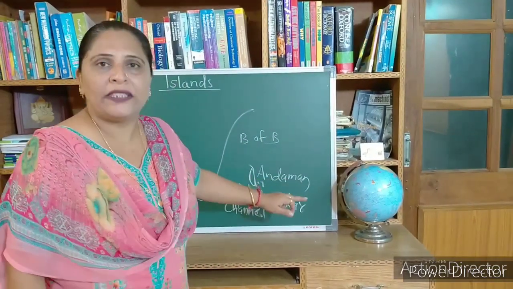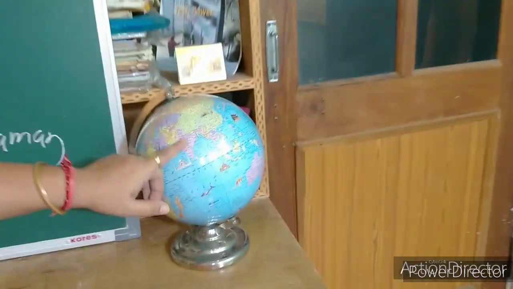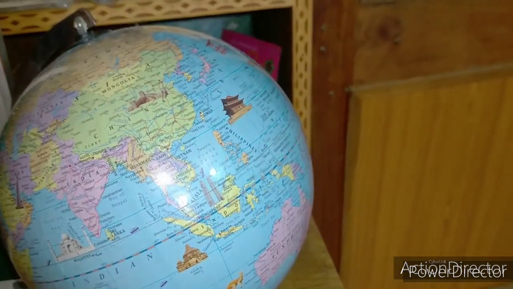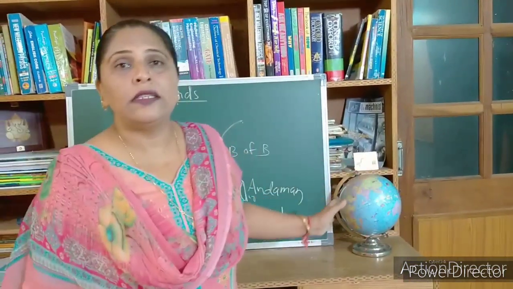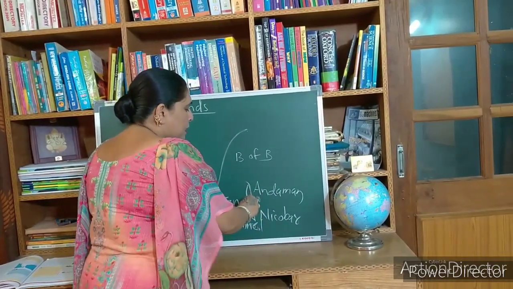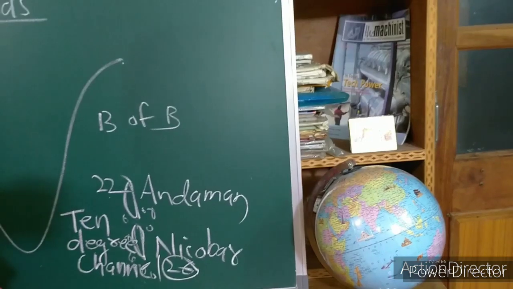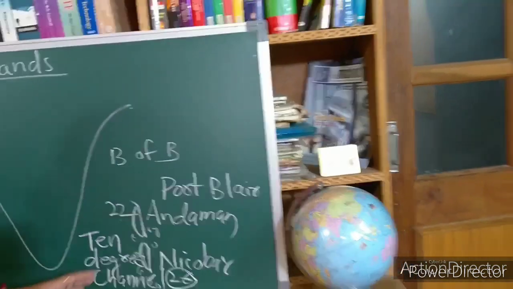Now, I know many of you will first ask, madam, what is the 10-degree channel? It is nothing but the 10-degree latitude, and here the 10-degree latitude passes. So it is the 10-degree channel. Again, one thing I want to tell you. Here if you see the globe of India, here is the peninsula, and here are our islands. Our islands are very near to the equator. Hence, this island has a tropical or warm climate, and hence trees grow, and it supports a lot of wildlife. In Andaman and Nicobar Islands, Andaman is made up of 22 islands, and Nicobar is made up of 26 islands, and the capital of Andaman and Nicobar is Port Blair.